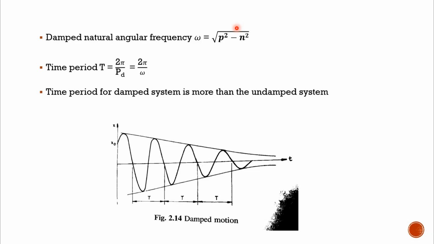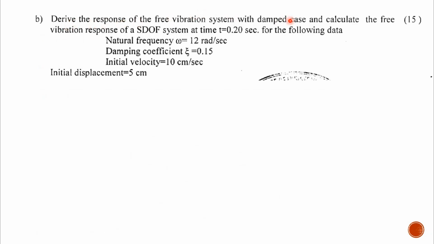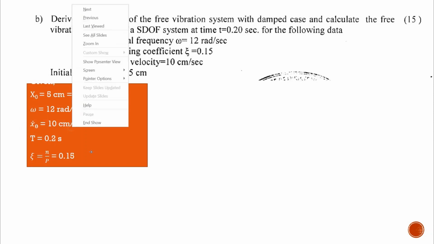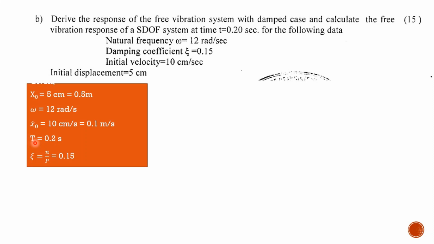Now let us come back to our question. Our derivation part is over. It was asked to derive the response for the damped case. I have explained all the three cases. So for the damped case, calculate the free vibration response. It is given x0, the initial displacement, is 5 centimeter, which is 0.05 meter, and natural frequency is 12 rad per second. X dot 0, the initial velocity, is 10 centimeter per second, which is 0.1 meter per second. Time is 0.2 second, and damping coefficient, which is n by p, is 0.15.